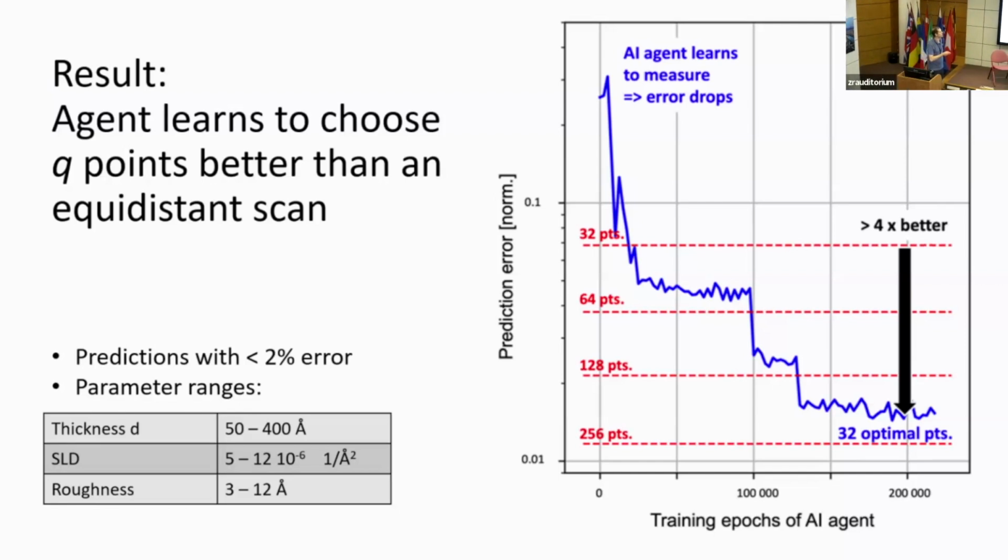And in the beginning, it's pretty dumb and measures 32 points, which yield a high error when you fit those 32 points. But then it gets smarter and smarter and smarter. And in the end, it learned to measure 32 optimal points. And if you fit those points, actually the error in the parameters is better than if you fit 128 points. So this optimized AI agent can be 4 times faster, or more than 4 times faster, than just doing equidistant scans like, I guess, a lot of X-ray people.